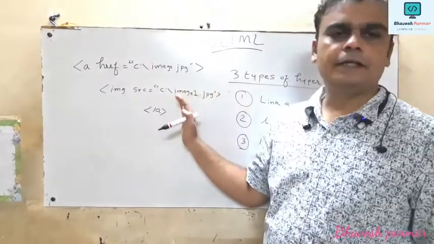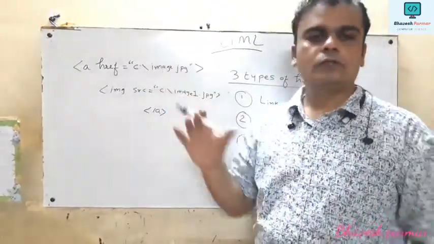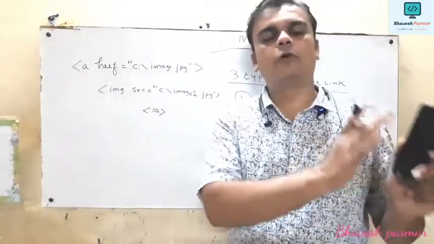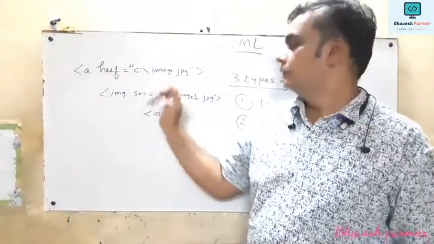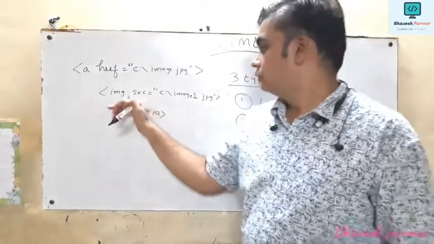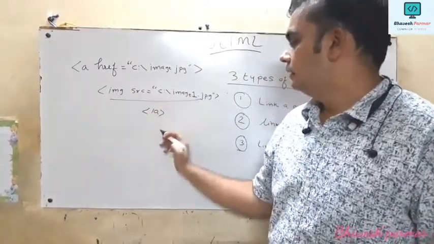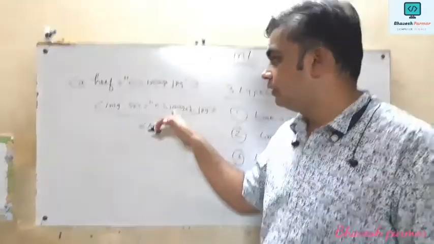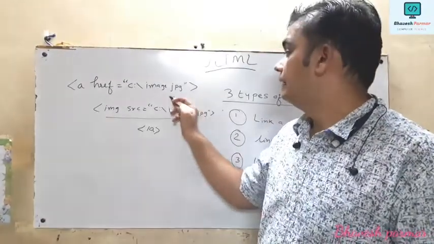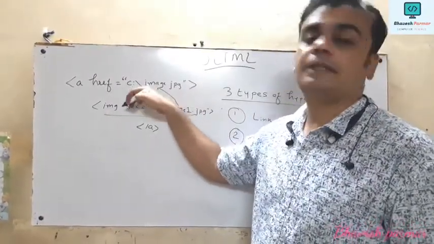So this is hypothetical one. So what you can do, you can find out the image in your computer and mention the exact path. So what happened in this case? This image will display on your screen, and whenever I am going to click on this image, what happens? It will open this another image.